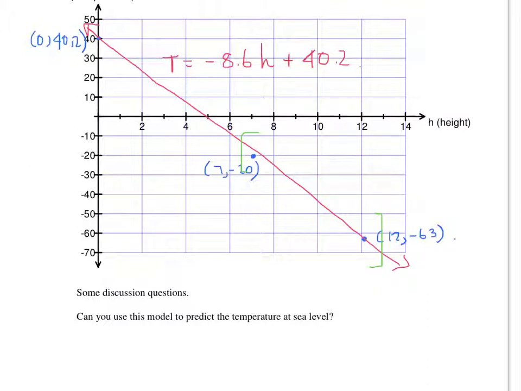I can draw the line below 7 kilometres, as I have back here, and get a value for the temperature at sea level, but it's really only useful for the equation for the linear part of the domain. What's the next question?